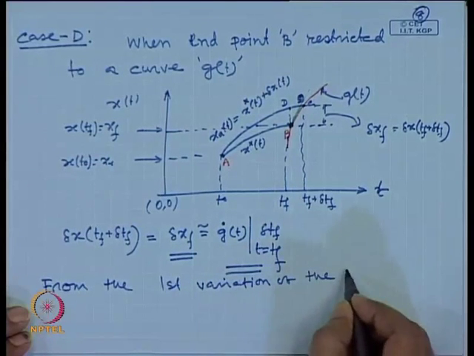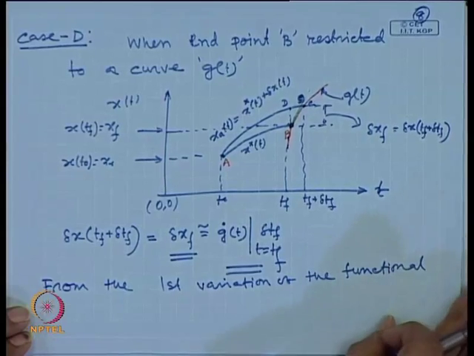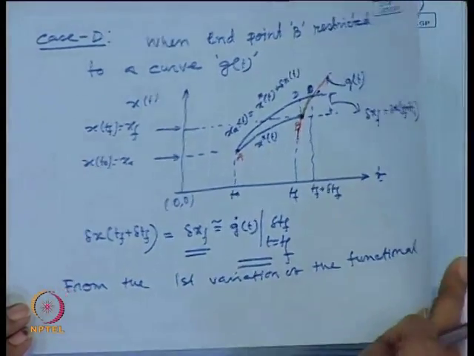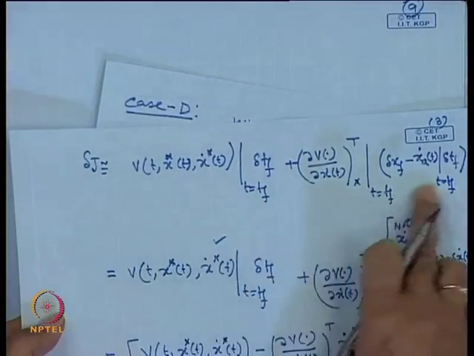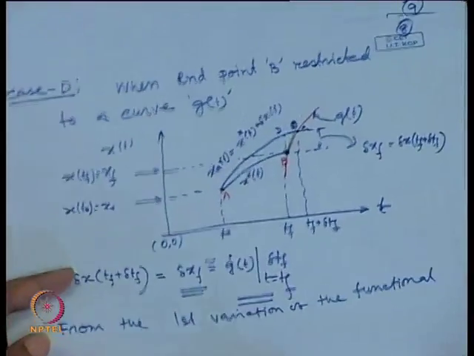Of the functional, we rewrite this expression once again. That means, from the first variation of the functional, this expression I am writing once again for your convenience. Agree? Have I given you the equation number? No, I have not given it.